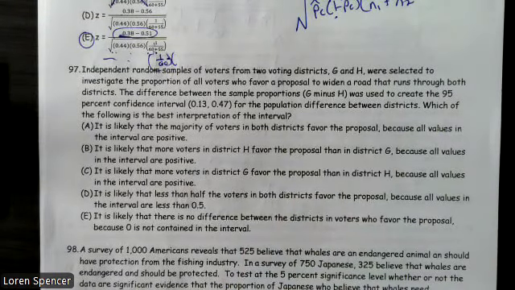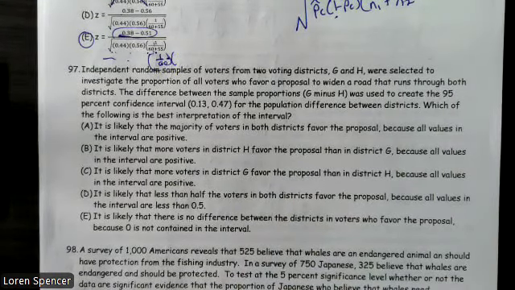97. Independent random samples of voters for two voting districts, G and H, were selected to investigate the proportion of all voters who favor a proposal to widen a road that runs through both districts. The difference between the sample proportions, G minus H, was used to create the 95% confidence interval, 0.13 to 0.47, for the population difference between the districts. Which of the following is the best interpretation of the interval?